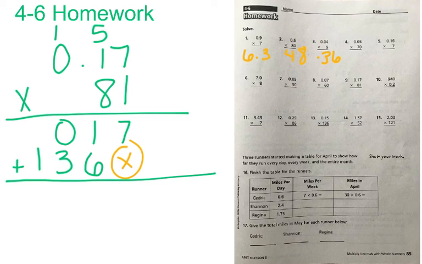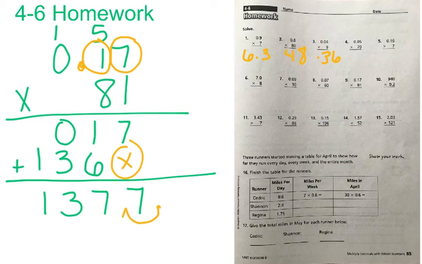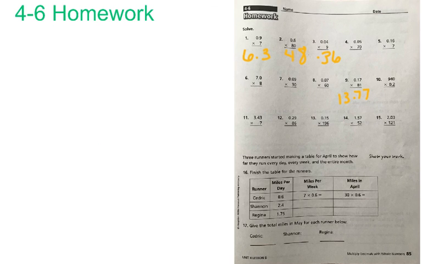And now I need to add them up. 7 plus nothing is 7. 1 plus 6 is 7. 3 plus 0 is 3, and 1 plus nothing is 1. So your answer looks like it's 1,377, except I have to go up and identify how many numbers are to the right of this decimal here. And I have 2, so I need to shift my decimal 2 places. I start on the very right, 1, 2, so my answer is going to be 13.77 for number 9.